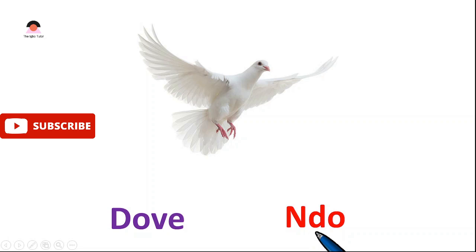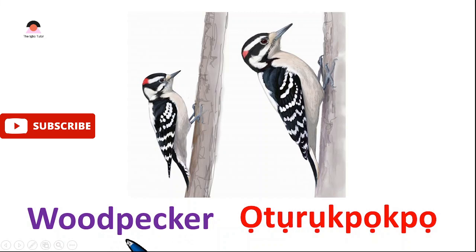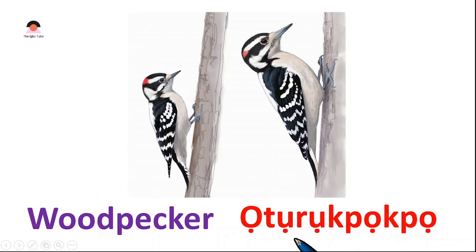And next is woodpecker. What is it in Igbo language? Oturupokpo. That is the way it's pecking the wood. Po, po, po. That's how we call it. Oturupokpo. We move on from here.